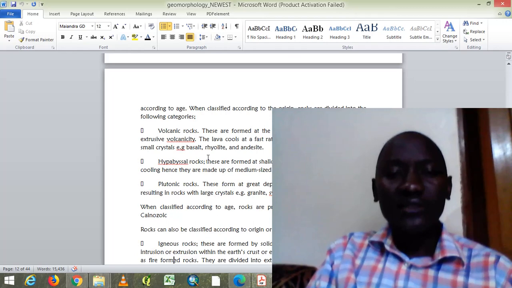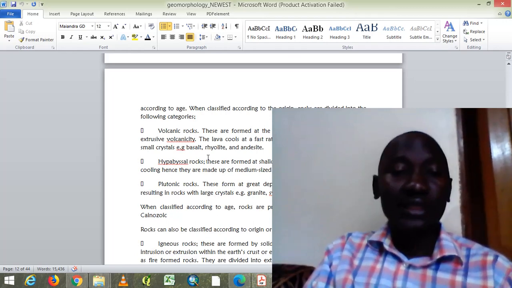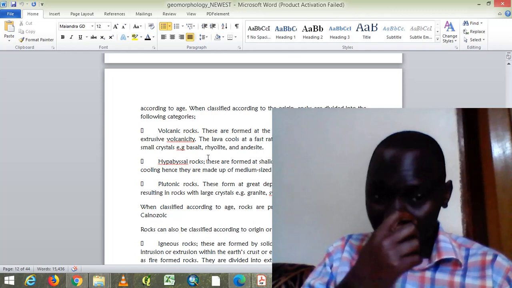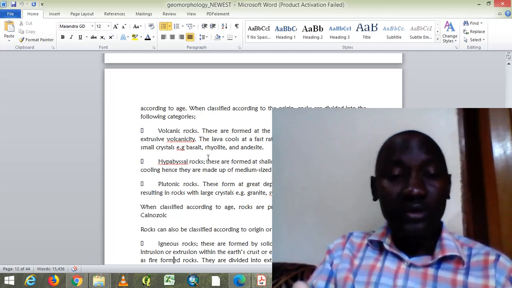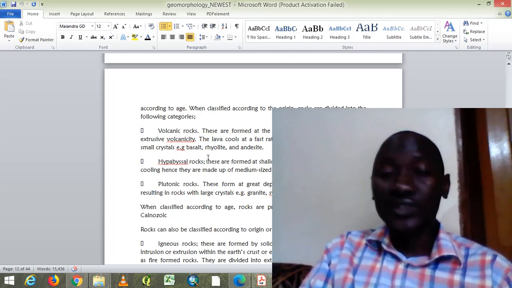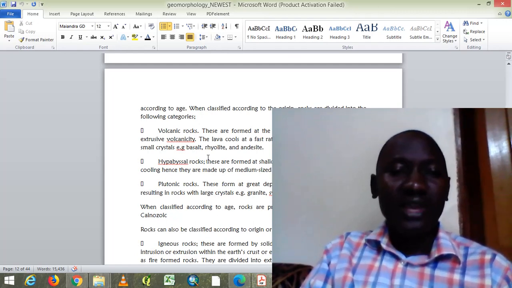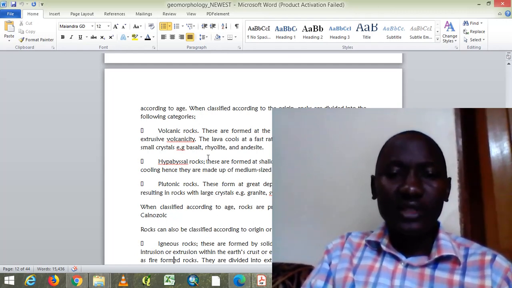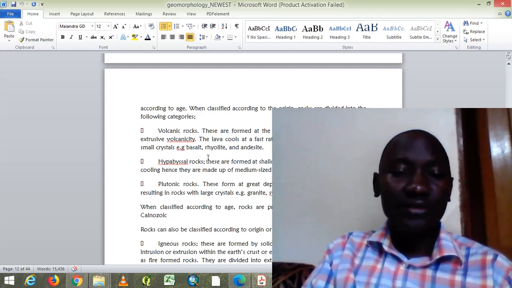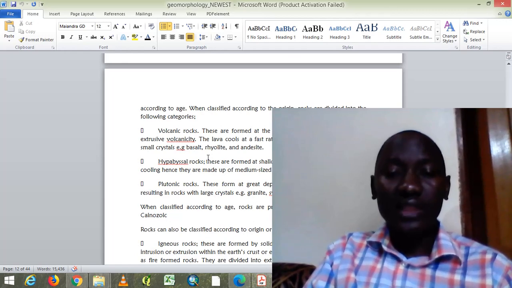When we classify rocks according to origin, we have different categories. One is the volcanic rocks. These form at the surface of the Earth as a result of extrusive volcanicity, and they result from cooling and solidification of magma. We have the hypabyssal rocks, which are formed at shallow depth under a medium rate of cooling. And then we have plutonic rocks. These form at greater depth under slow cooling conditions, resulting in rocks with large crystals.